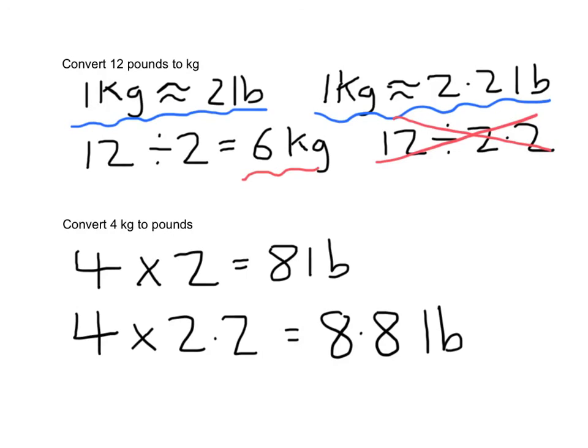So overall, from the 2 facts, 1 kilogram is more or less 2 pounds, and 1 kilogram is approximately 2.2 pounds. Again, which one we use depends on the question. It depends on how accurate we want our answer, but also actually it depends on which one is going to be easy to use in the particular question that we're doing.